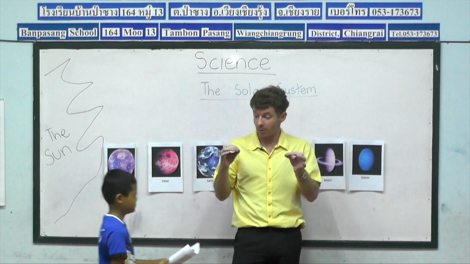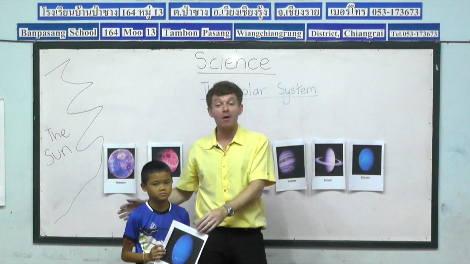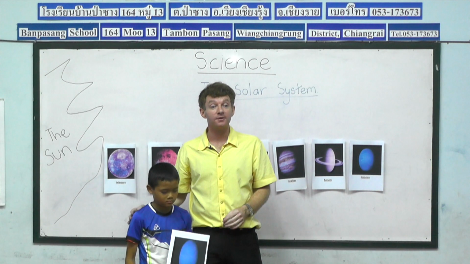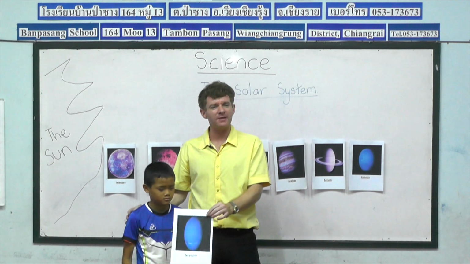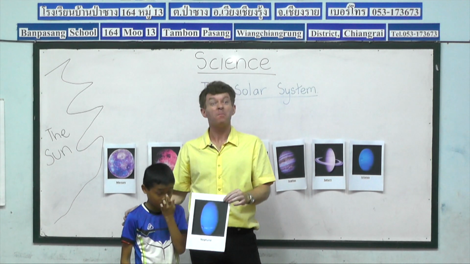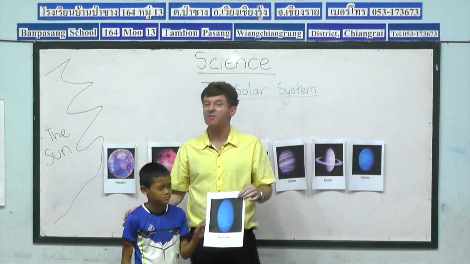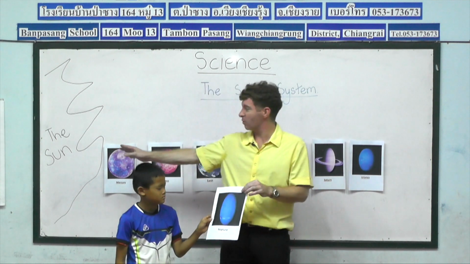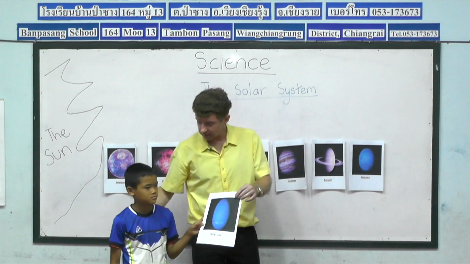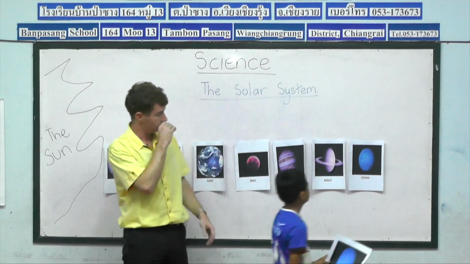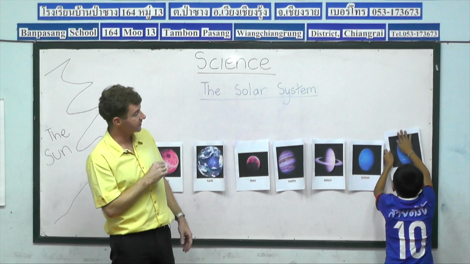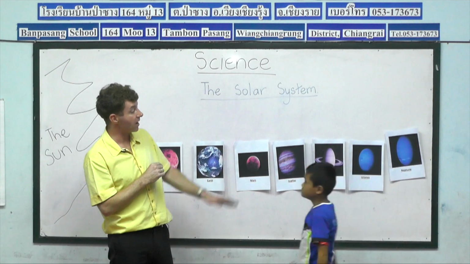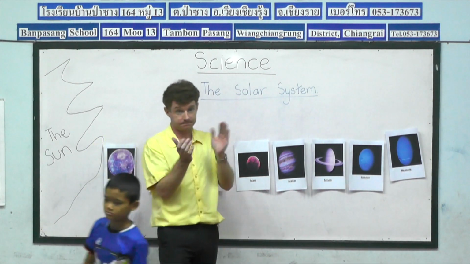Brilliant. Can you show our friends? And can we say Neptune? Neptune. Yes. What color is Neptune? Blue, because it's cold. Very icy, because it's so far away from the sun. Can you place it on the board, Chu? Excellent, that's great. Big round of applause for Chu.